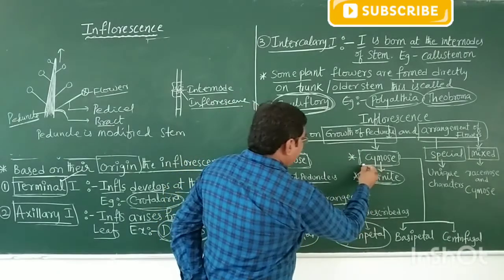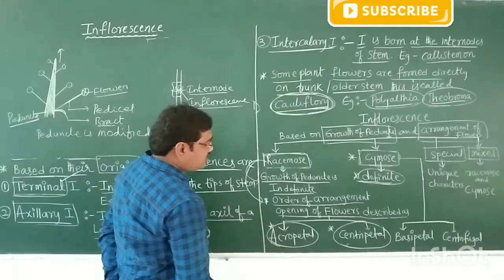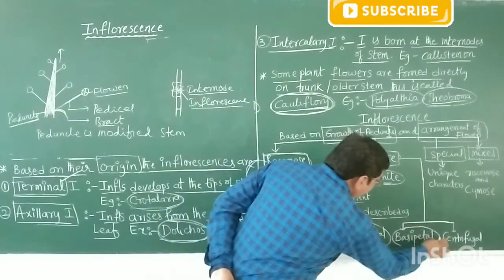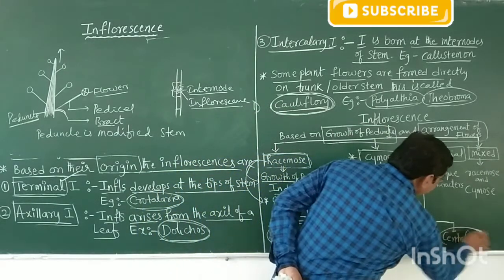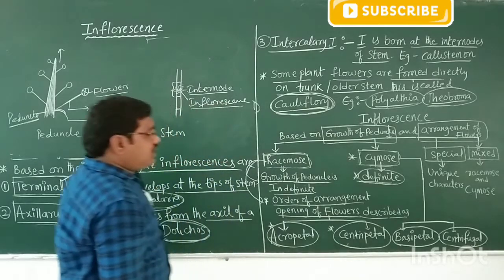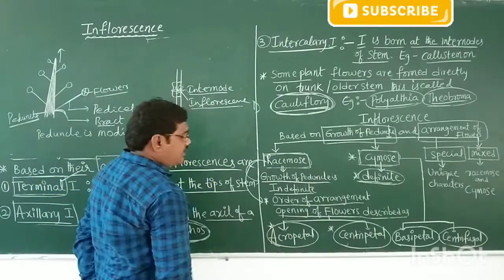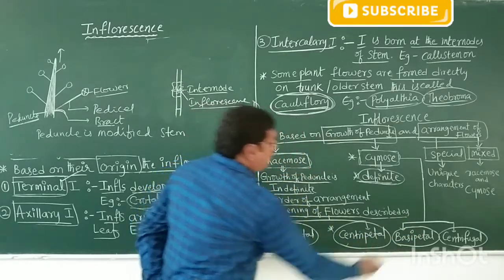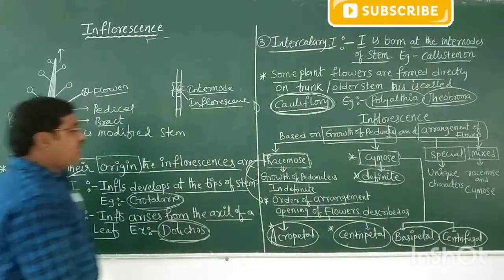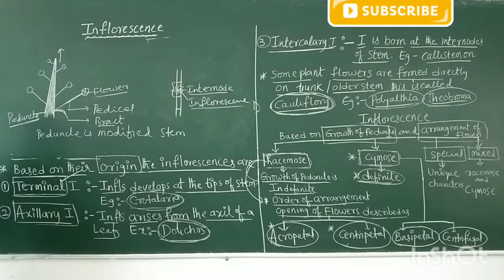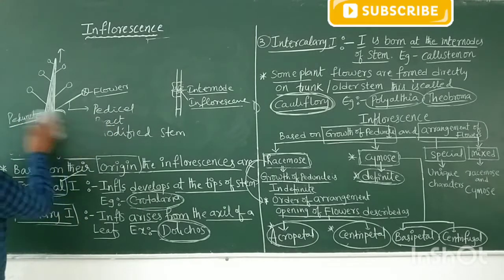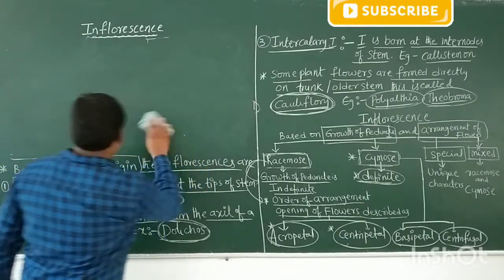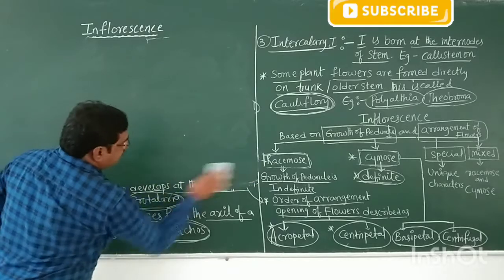Then in cymose, what is the order of arrangement and opening of the flowers? That is described as basipetal succession and centrifugal succession. We have to know what the acropetal, centripetal, basipetal and centrifugal manners are before we go into the inflorescence. So what is the acropetal succession of arrangement and opening of the flowers?